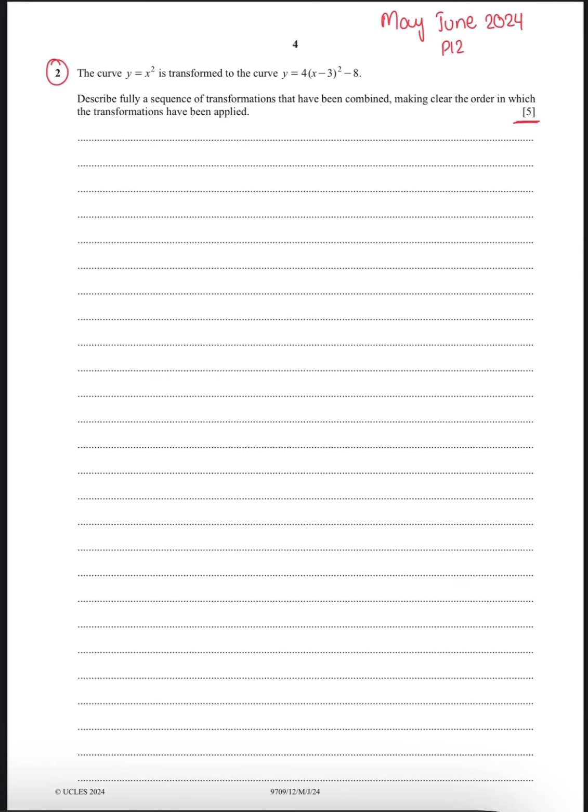Today we'll be solving May June 2024 P12. It is question number 2 of the paper. It is a very good question regarding transformation, and it has a pretty high weightage in your paper as it's of 5 marks. It's a no-brainer.